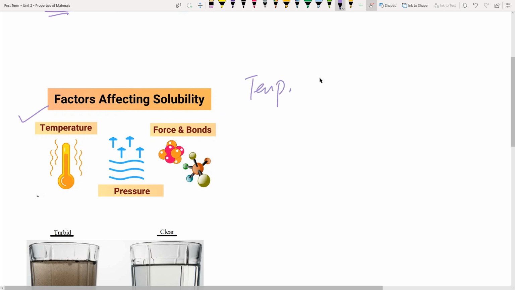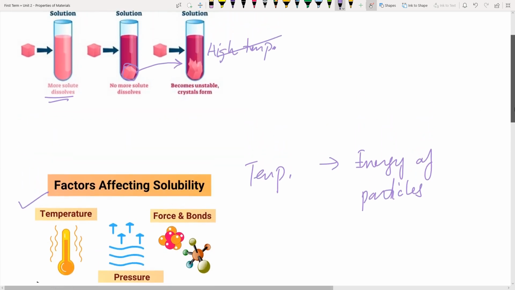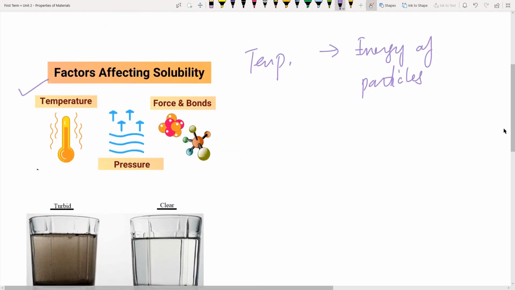Temperature means energy of particles, and definitely when the particles are more energetic, they're able to move much more freely, able to dissolve anything within themselves, right? So if it's a solute, it will dissolve quickly. If it's a solvent, even then a higher temperature solvent will dissolve the salt quickly as well, right?